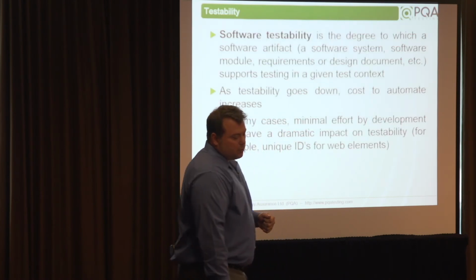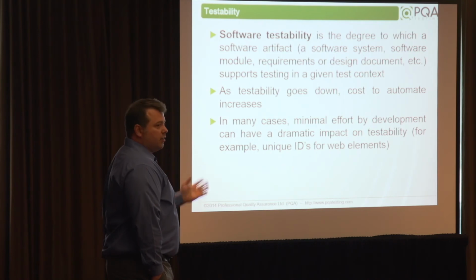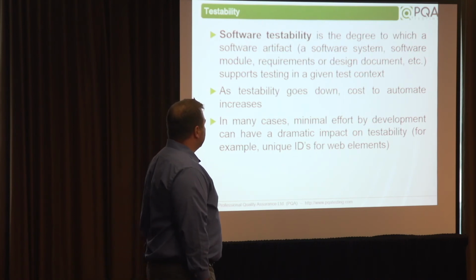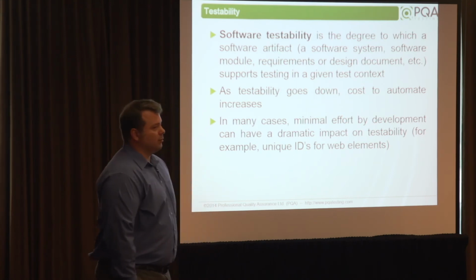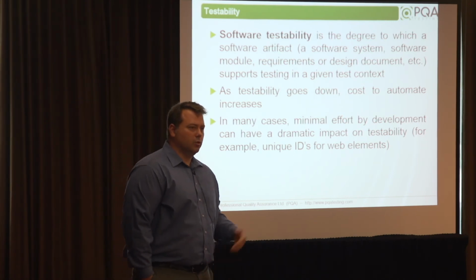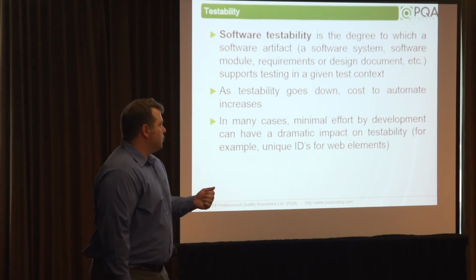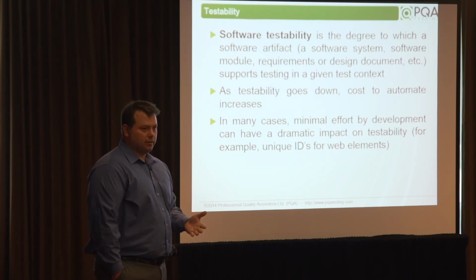So with respect to testability, what is it? And I don't know if you can read that in the back, so I'll read it to you. It's the degree to which a software artifact, a software system, module, requirements, or design document supports testing in a given context. This is something that we talk about all the time, right? Like, what's a good requirement? What's good acceptance criteria? Can I test it? But with respect to automation, it's not just can I test it, but can I even interact with it?